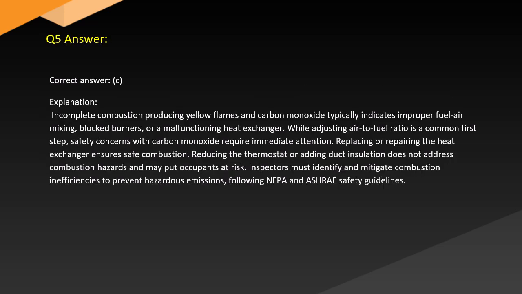Answer. Correct answer: C. Explanation. Incomplete combustion producing yellow flames and carbon monoxide typically indicates improper fuel-air mixing, blocked burners, or a malfunctioning heat exchanger. While adjusting the air-to-fuel ratio is a common first step, safety concerns with carbon monoxide require immediate attention. Replacing or repairing the heat exchanger ensures safe combustion. Reducing the thermostat or adding duct insulation does not address combustion hazards and may put occupants at risk. Inspectors must identify and mitigate combustion inefficiencies to prevent hazardous emissions, following NFPA and ASHRAE safety guidelines.